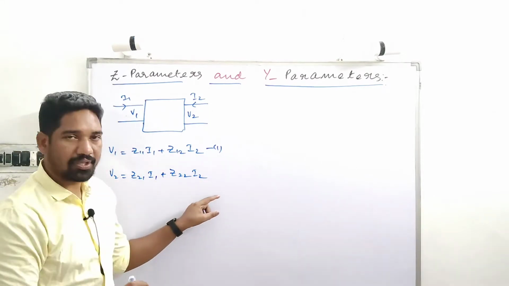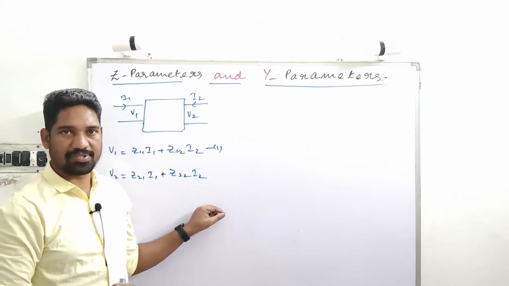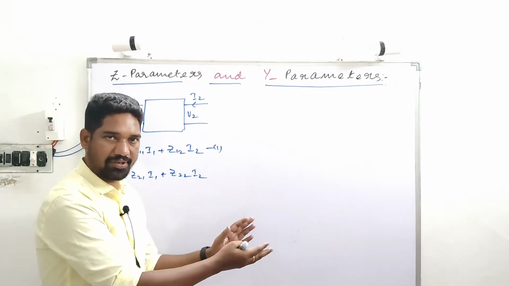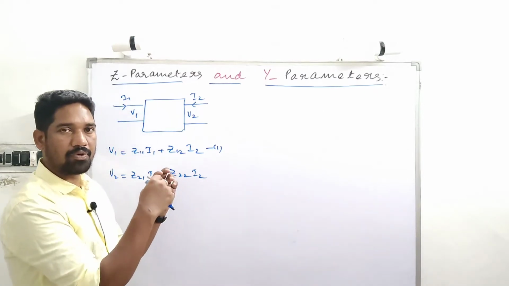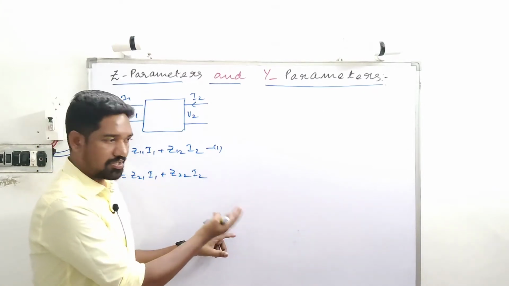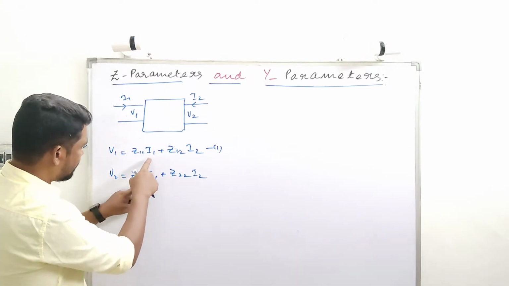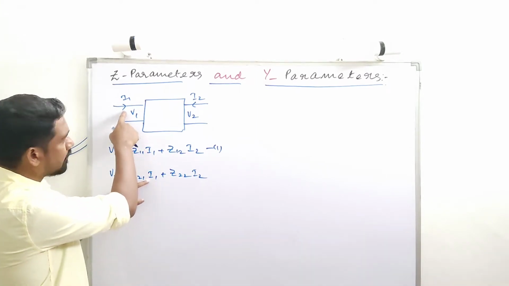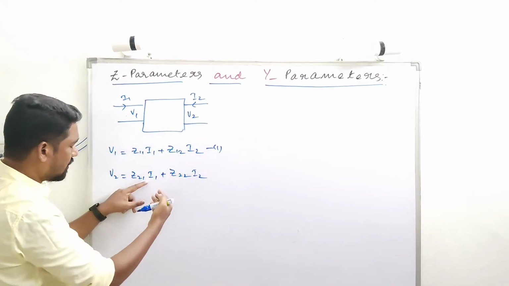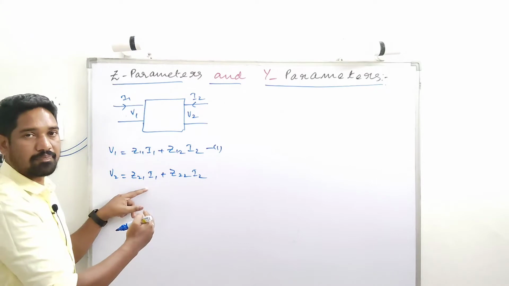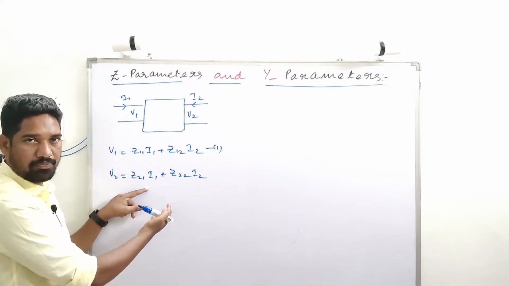Usually in electrical circuits, if you want to evaluate the input impedance, the output current is made 0. And when we want to evaluate the output impedance, the input current is made 0, and vice versa. Here I1 is the input current and I2 is the output current. So individually making each of them 0, we will be able to evaluate a pair of Z parameters.